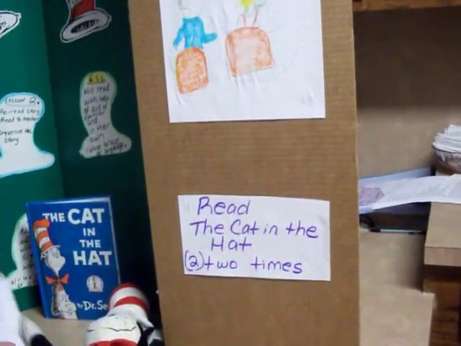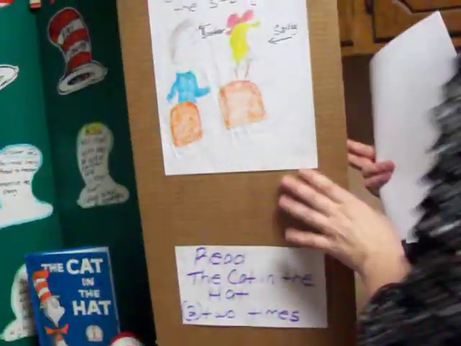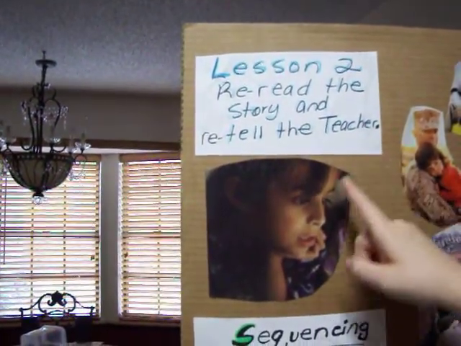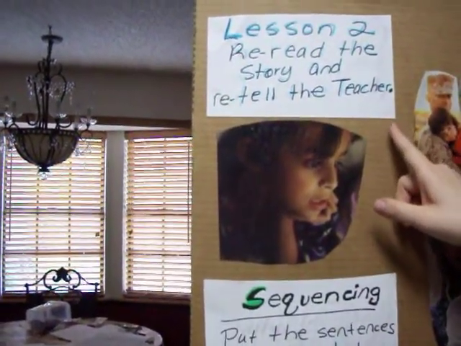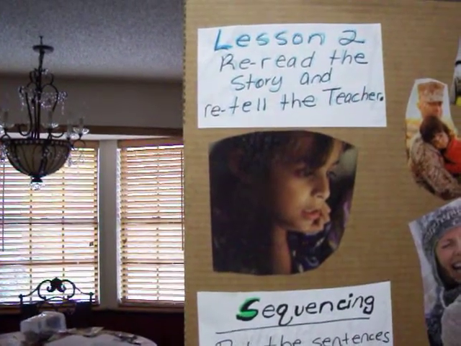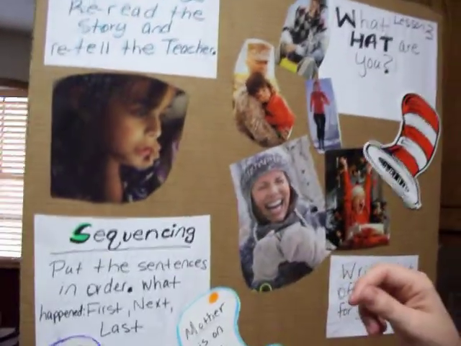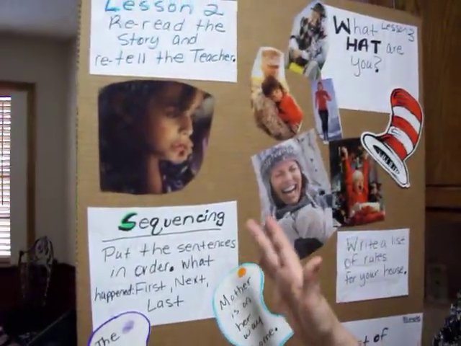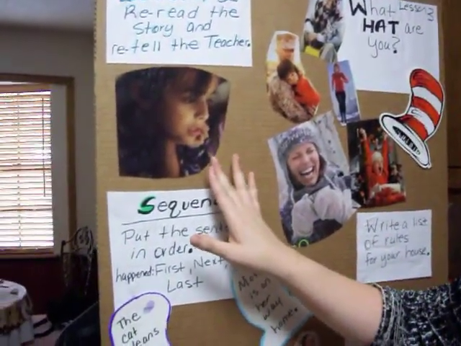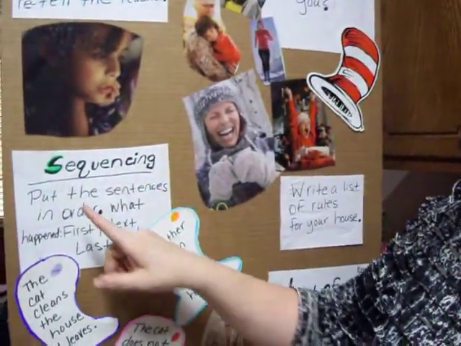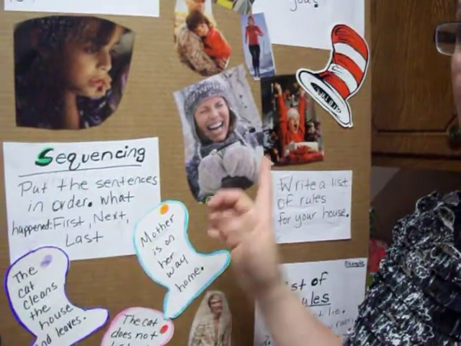Okay. Then our next lesson is going to reread the story again and retell it to the teacher. Now, this would be as a group for everybody, and then possibly individual. And then we would have the students, even if we have the aide, help and talk to the students about that. Okay, then we would do sequencing, and we would put the sentences in order, what happened first, next, and last.